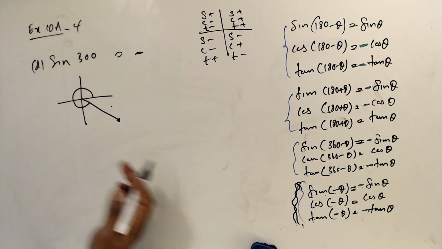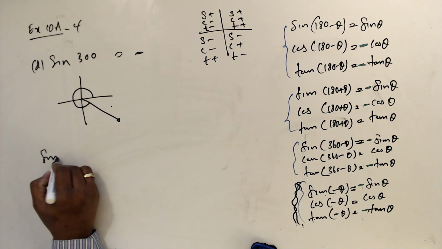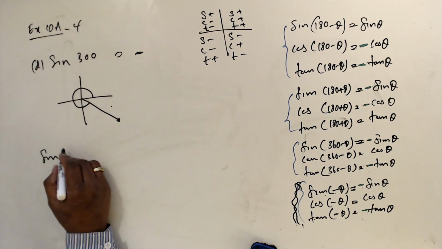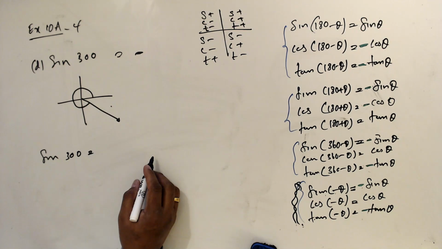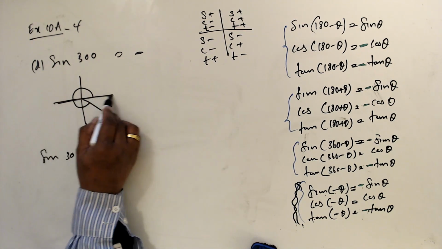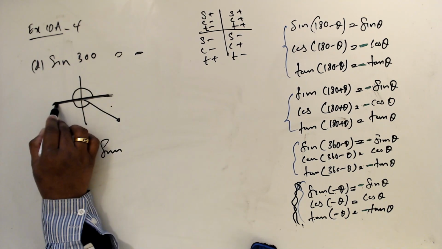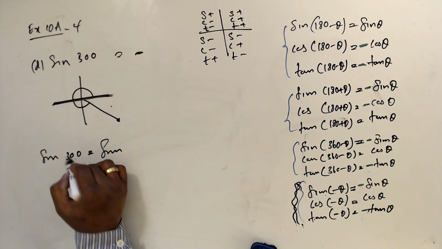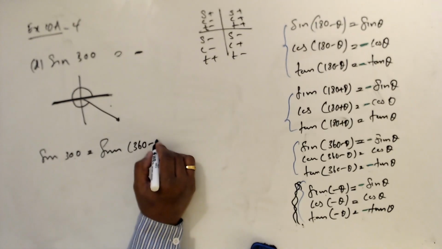Right? Now we'll try to bring it into an acute angle. Since it's positive, it is one step less. Sine 300 equals sine. Now I want to use this axis. What is this axis? 180, 360. So I can write 300 as 360 minus 60.